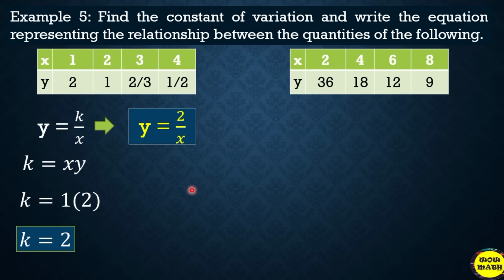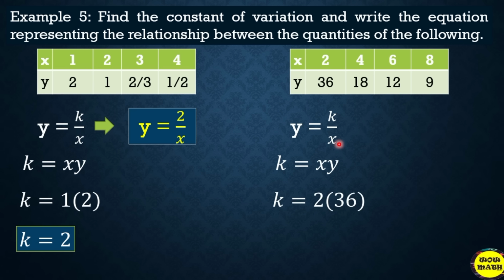Alright? Another example, we have if your x is 2, your y is 36. If your x is 4, y is equal to 18. If your x is 6, y is equal to 12. If your x is 8, y is equal to 9. So, paano natin kunin yung constant of variation and then yung equation? So, same process. To compute the constant, imumultiply lang natin yung x and y natin. So, our x is 2 and y is 36. So, multiply lang natin and that is 72.